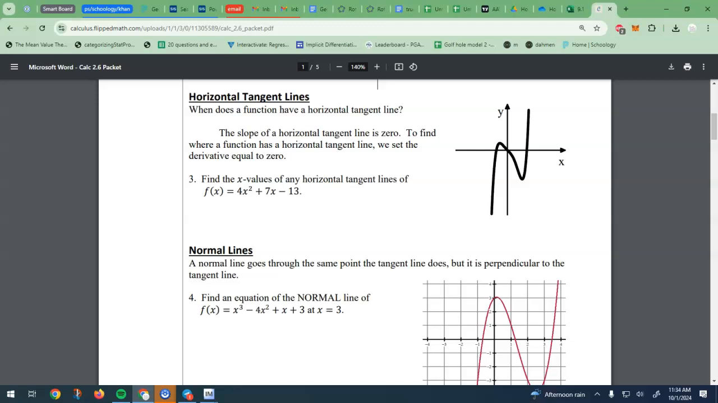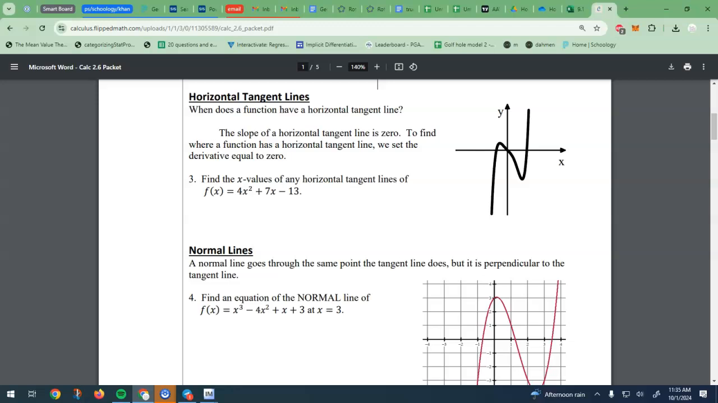So f prime of x would be, that's not this graph, that's weird. Where'd you put that graph? This is a parabola, right? That's not. So the derivative here would be 8x plus 7. And then you would just solve. So you would get -7 over 8. So it's not this graph. You're not getting that answer. Questions there? Horizontal.